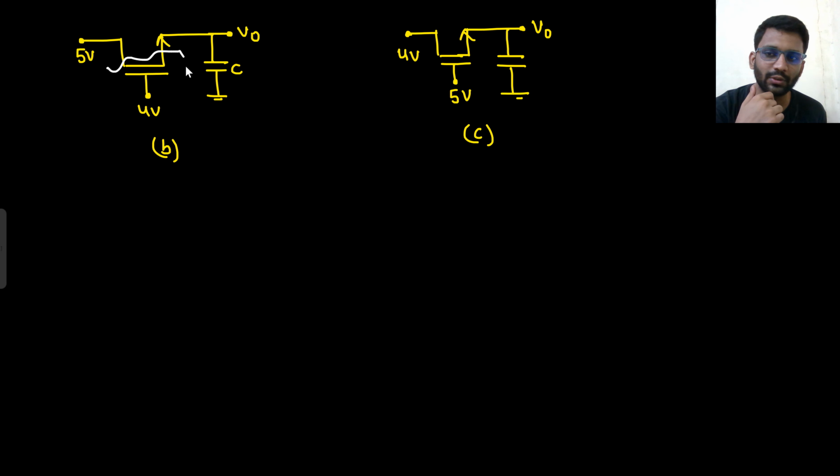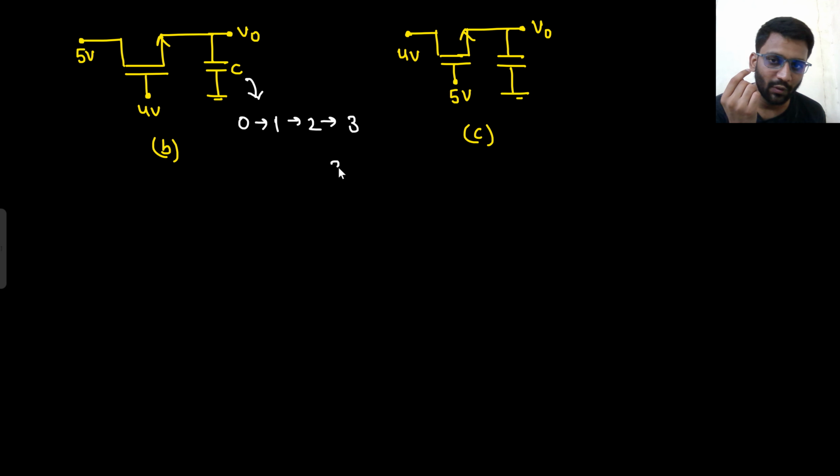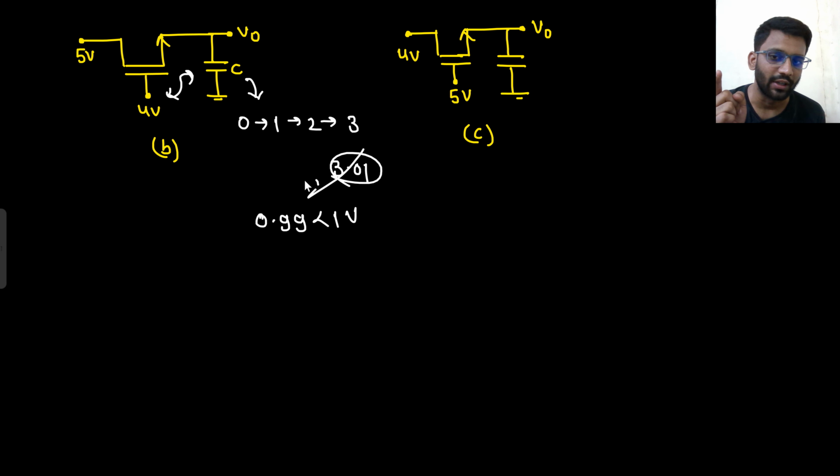So this 5 volt is going to charge this capacitor, right? The capacitor voltage will start rising. 0, fine. 1 volt, fine. 2 volt, fine. 3 volt, fine. If you get 3.01 volt, what will happen? This VGS value will be less than VT. At 3.01, what is the VGS value? 0.99, which will be less than VT. So you cannot go here. You have to stay at 3 volt only.